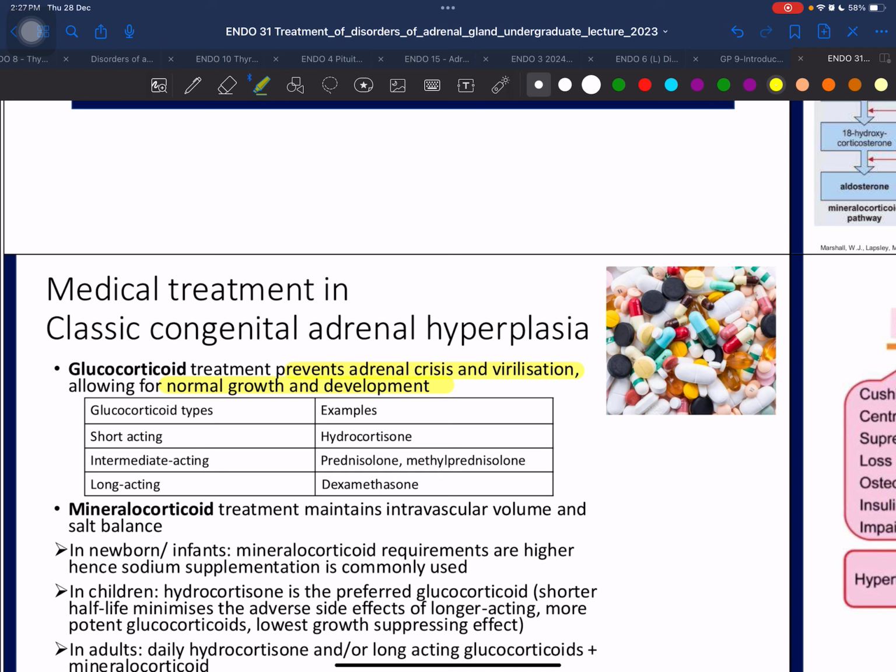Okay? And in children, hydrocortisone is the preferred one because the shorter half-life minimizes the adverse effects of longer acting or more potent glucocorticoids. Okay, but the treatment changes. So the endocrinologist will look at the patient's compliance to medication as well as the effects. For example, if you are giving short-acting glucocorticoids, you need to take more doses, isn't it? So if the patient is not compliant, the endocrinologist might change to a longer-acting one, for example. So in adults, daily hydrocort or long-acting glucocorticoids are given together with mineralocorticoids.